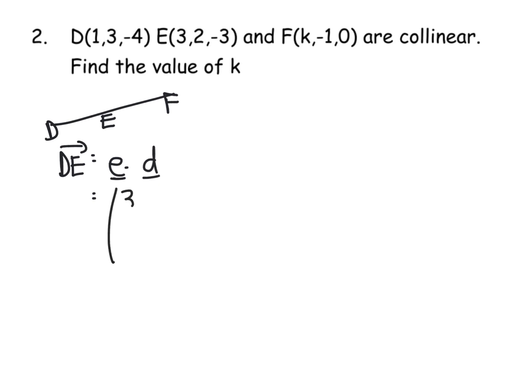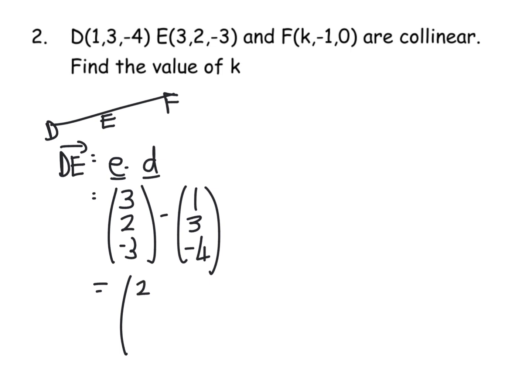which is (3, -3) take away (1, -4). And that will give me 3 take away 1 is 2, 2 take away 3 is minus 1, minus 3, that will be a double negative, so it will be minus 3 plus 4, which is 1.